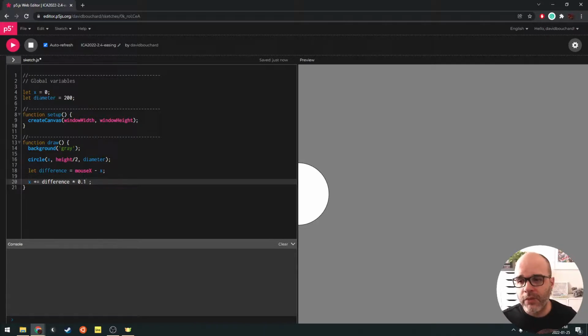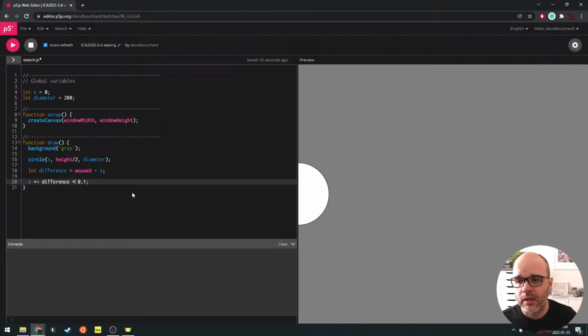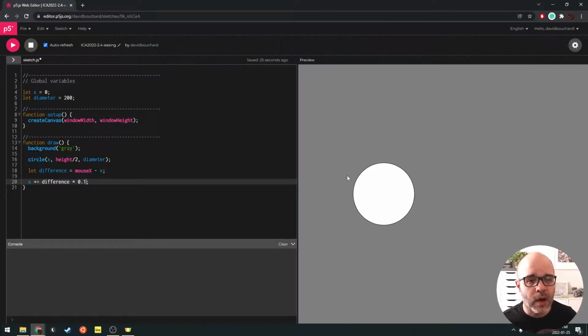So I prefer this approach, and whenever you see other people's programs, this is also going to be the more common way of approaching it. So this difference here, just multiplying by a small number, I prefer to do it that way. We could take that idea and apply it to the y-axis as well.